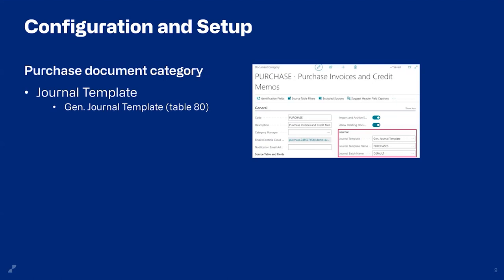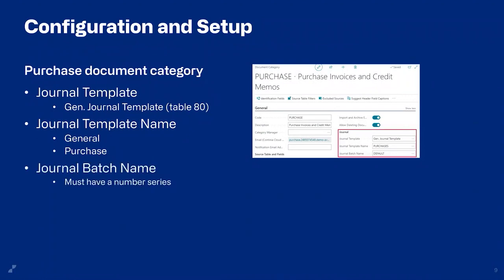We have the journal area where we choose a general journal template, where currently only table 80 is supported, the one chosen here. But you can go in and choose different template names like General or Purchase. And under that template name, you can choose any batch name. There's only one requirement. The batch name must have a number series attached to it in order to allow Document Capture to generate lines with a new automatic numbering of the lines.